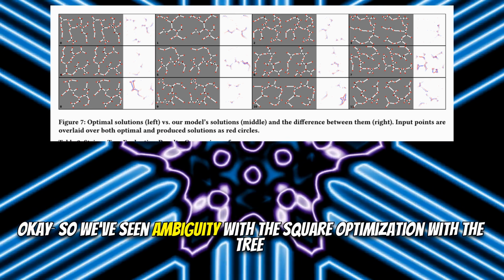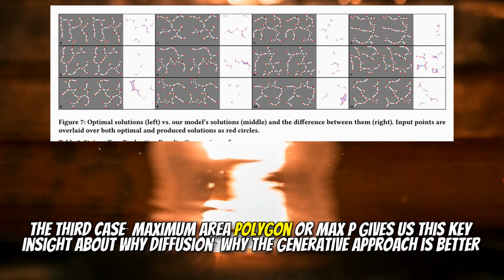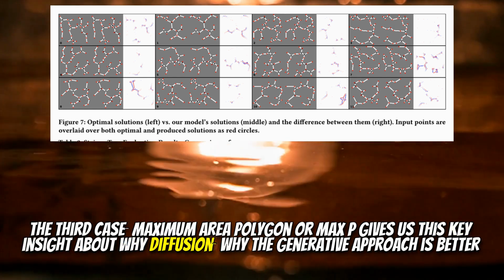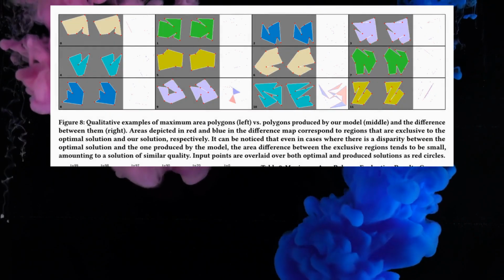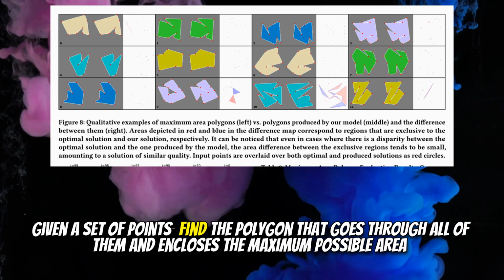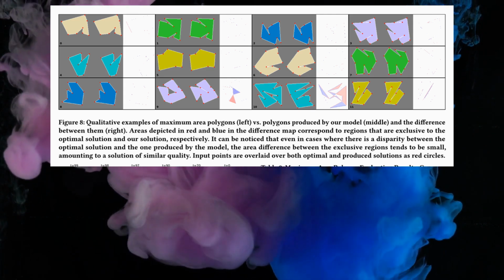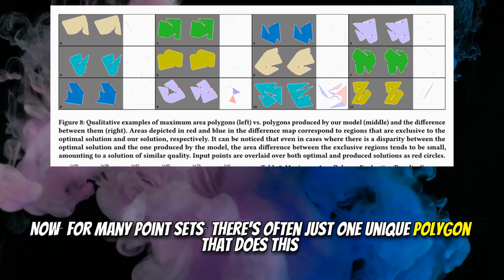Okay, so we've seen ambiguity with the square, optimization with the tree. The third case, maximum area polygon, or MaxP, gives us this key insight about why diffusion, why the generative approach is better than maybe just simple regression, right? Exactly. MaxP is NP-complete. Given a set of points, find the polygon that goes through all of them and encloses the maximum possible area. Now, for many point sets, there's often just one unique polygon that does this.